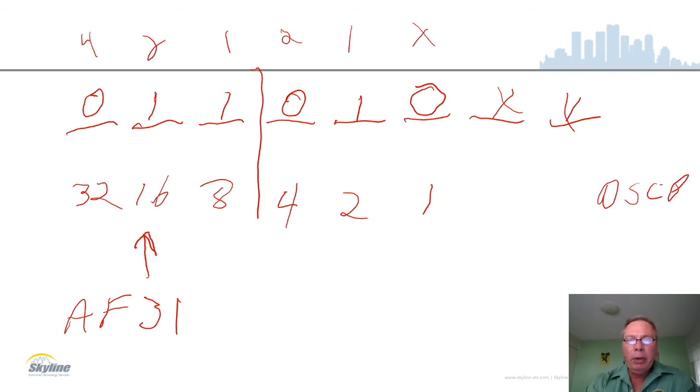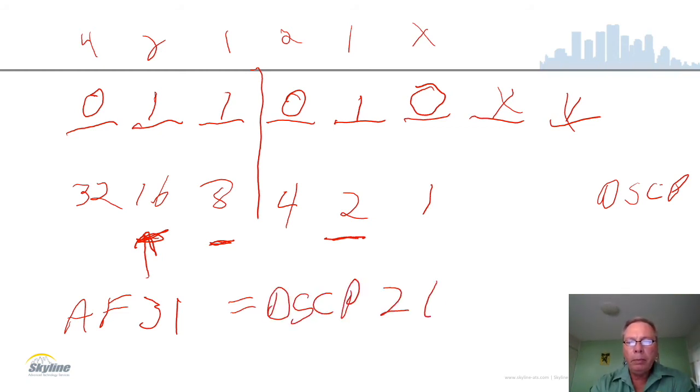And in that case, what have we got that's high? The 2 is high, the 8 is high, and the 16 is high, right? So 16 plus 8 is 24 plus 2. So AF31 is exactly the same thing as DSCP 26. They are one and the same.